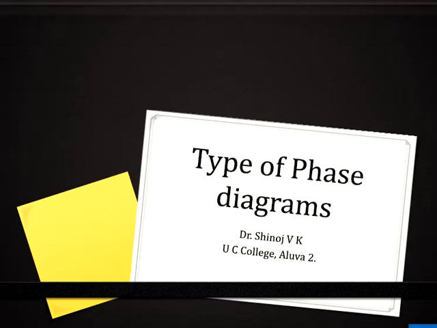Hello everyone. In the last two lectures, we discussed the introduction to the phase diagram as well as the phase rules. Basically, a phase diagram represents the existence of different phases of a system under equilibrium, and the phase rule relates the possible number of phases, the constituents and the degrees of freedom in a chemical system.